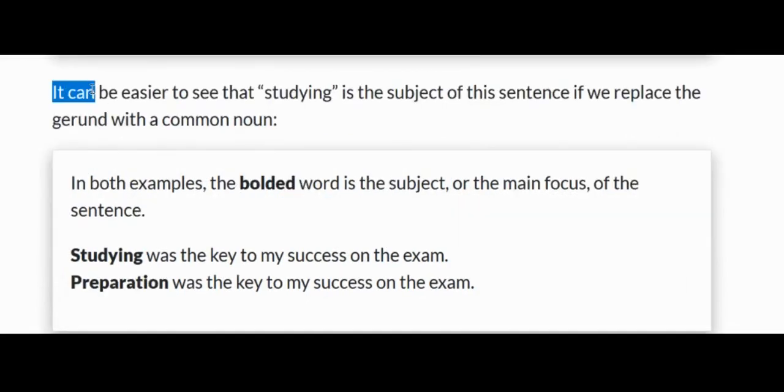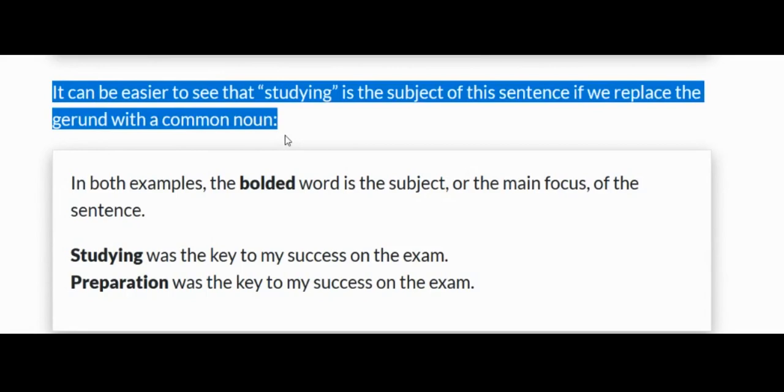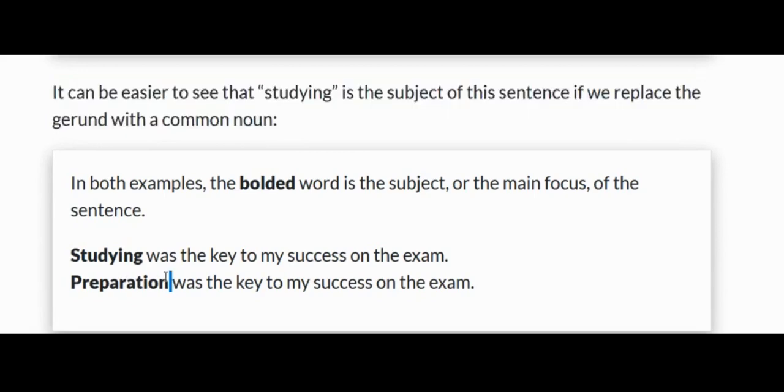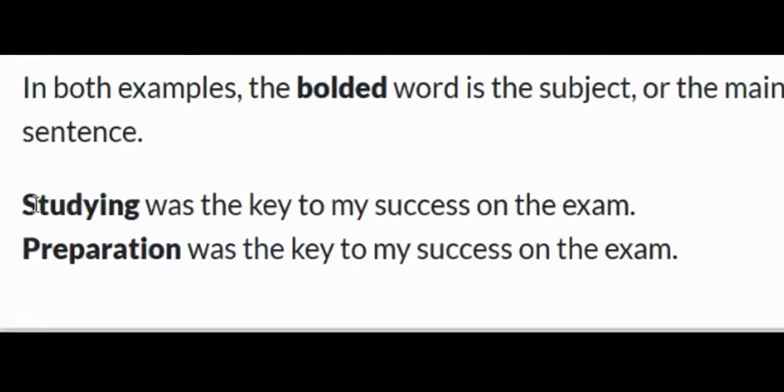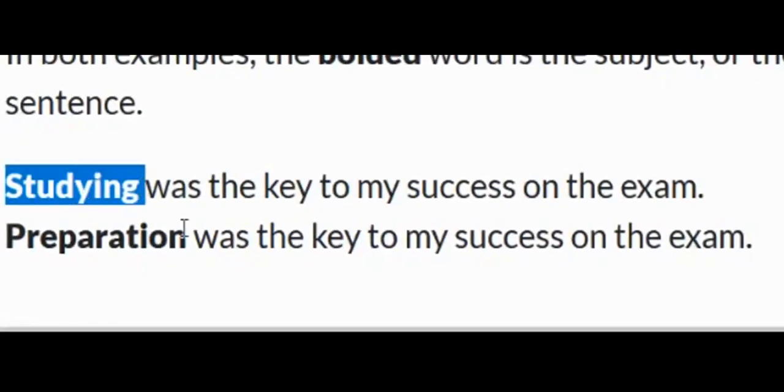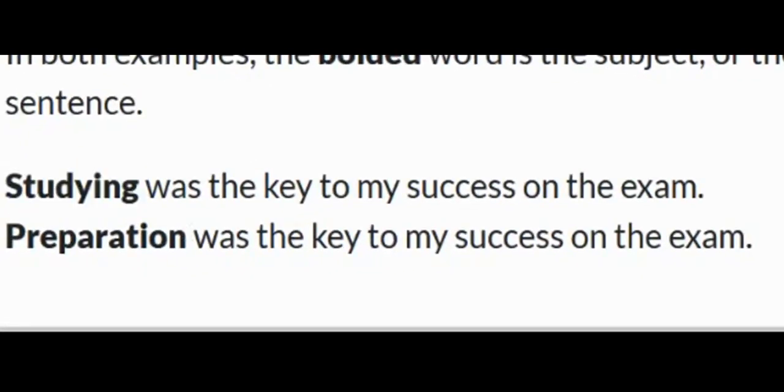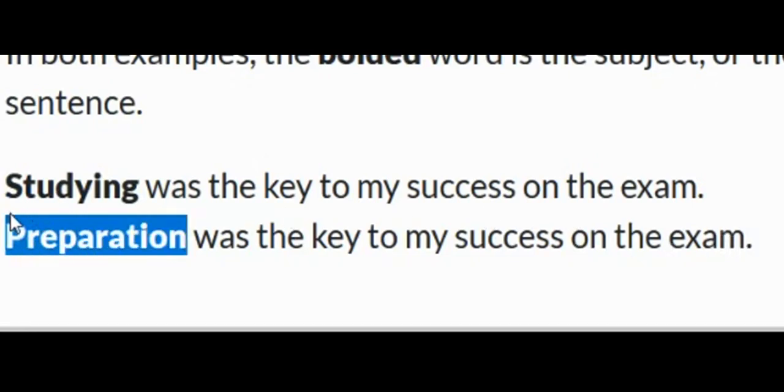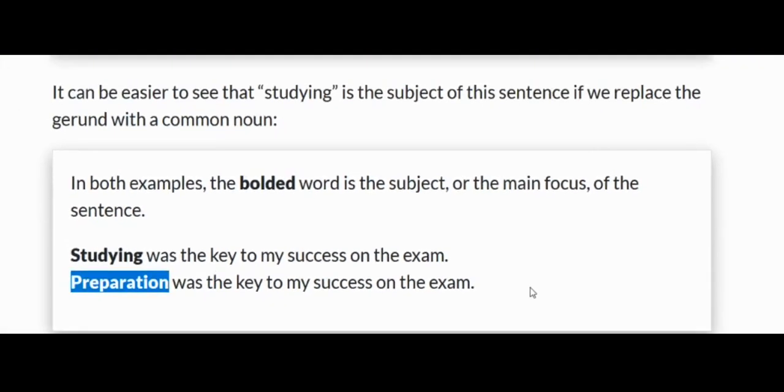If you're having a hard time identifying whether studying is the subject of the sentence, try replacing the gerund with a common noun, for example, a word that ends in "tion." Here we replace the word studying with preparation. Now in this new sentence, preparation was the key to my success on the exam. It's perhaps easier to see that this is a noun that is the main topic or focus of the sentence.